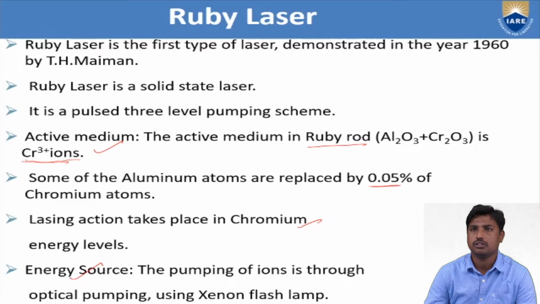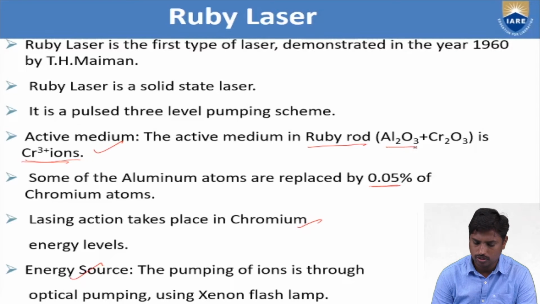Now the introduction of the ruby laser. The ruby laser was invented by T.H. Maiman in 1960. It was the first invented laser. It is called a solid state laser with a 3-level pumping scheme. The active medium is the ruby crystal or ruby rod.